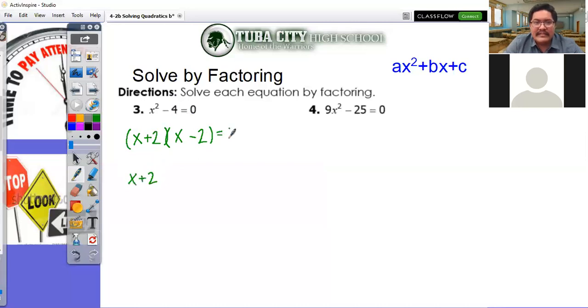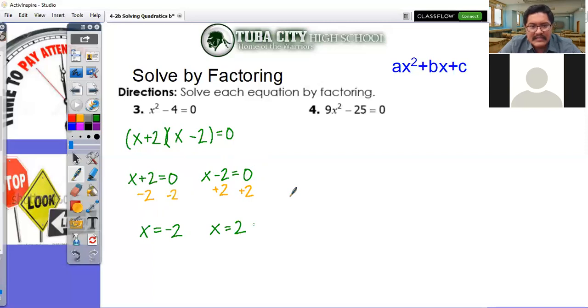The next thing we have to do is set it equal to 0, and then set each factor equal to 0. So I have my x plus 2 here, and I set that one equal to 0. And over here I have the x minus 2, which is also set to 0. Now that I have both of these set to 0, I'm just going to solve each one. Remember, to solve it, we have to do the opposite. So if it says plus 2, we subtract 2 from both sides. So our first answer would be -2. And over here, our second answer would be +2, because we added 2 to both sides.